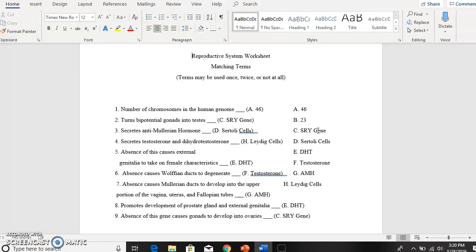And AMH, being absent, will cause Mullerian ducts to develop into the upper portion of the vagina, the uterus, and the fallopian tubes. DHT will promote the development of the prostate gland and external genitalia, and the SRY gene, being absent, will cause the gonads to develop into the ovaries. And that will wrap up the consideration of genes versus hormones, and their role in the reproductive system and its development.